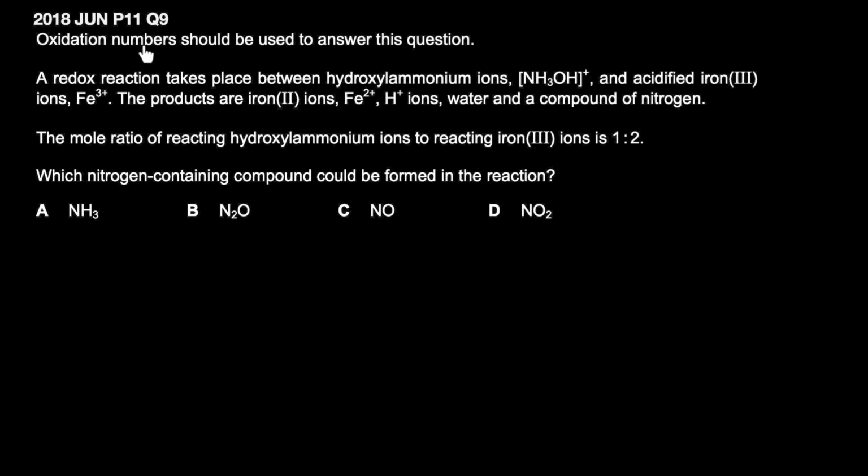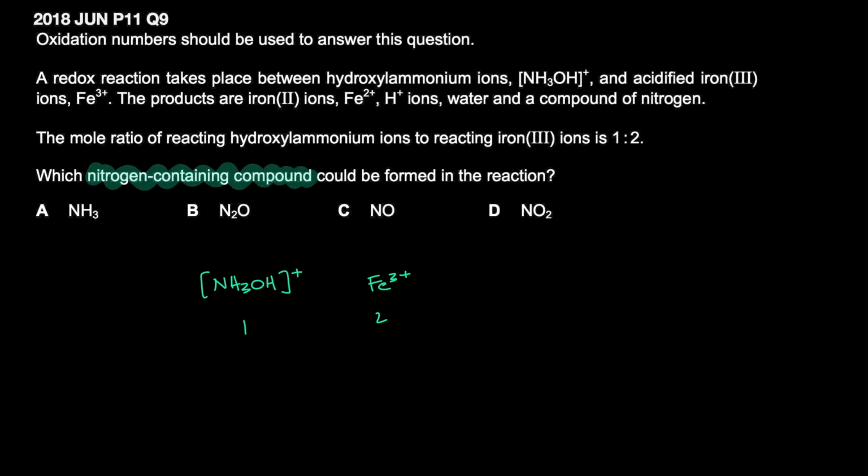Now, since the question is saying oxidation numbers should be used to answer this question, we're going to do that. The question says that the mole ratio of reacting hydroxylammonium ions to reacting iron(III) ions is 1:2. We're going to first write out that information. We have the hydroxylammonium ions, the formula is given to us, NH3OH+, and we have iron(III) ions, and they're reacting in a 1:2 ratio. So for every 1 mole of NH3OH+, we have 2 moles of Fe3+. We're also told that the products here are iron(II) ions, H+ ions, water, and a compound of nitrogen. And we want to figure out what nitrogen-containing compound we have.